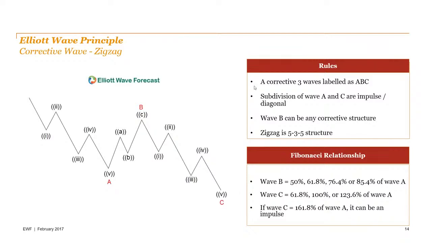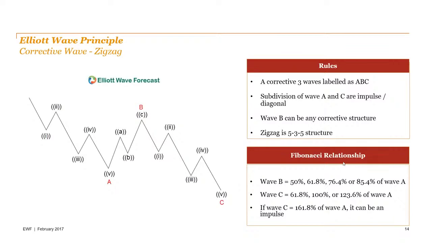Okay, so this is sort of the easy one, zigzag. We looked at it earlier, an ABC. It is subdivided into 5, 3, 5, right? Corrective, 3 labeled as ABC. Subdivision of wave A and wave C is impulse because it's in 5 waves. Wave B can be any corrective structure. Zigzag is a 5, 3, 5.